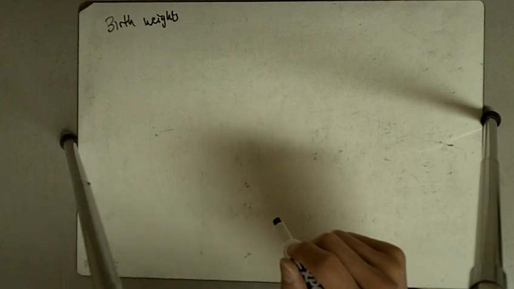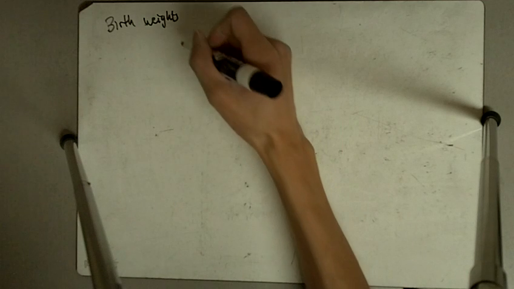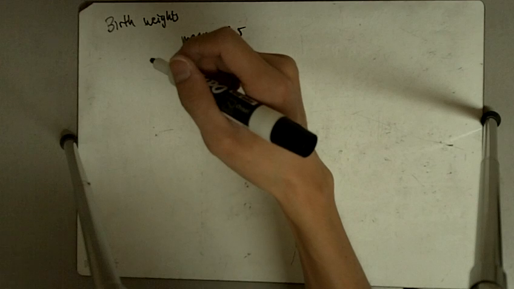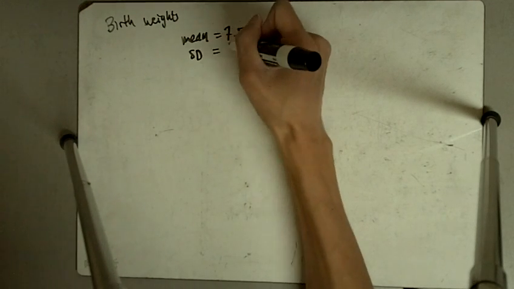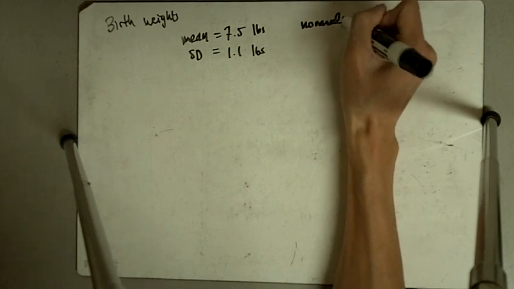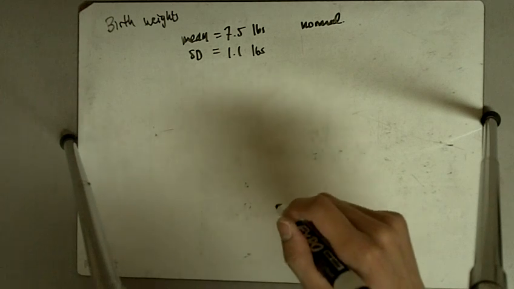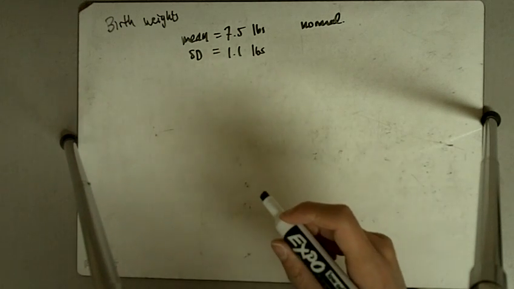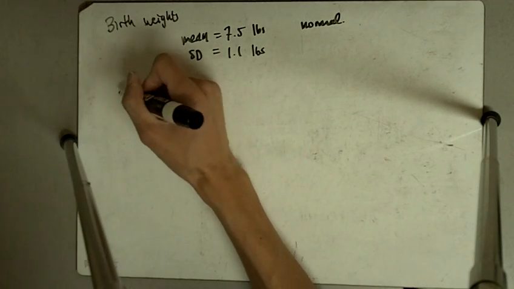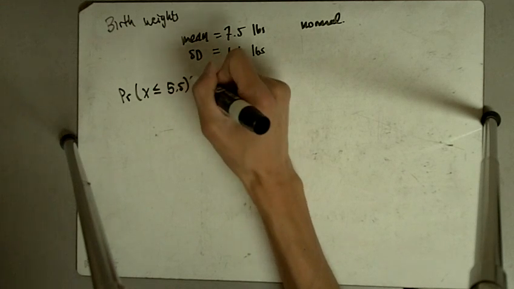Okay, here it says birth weights of full-term babies are approximately normal with a mean of 7.5 pounds and a standard deviation of 1.1 pounds. Okay, normal. And it says some physicians believe that a birth weight of 5.5 pounds or less is dangerous. For a randomly selected full-term baby, what's the probability that the baby's weight is 5.5 pounds or less? So what's the probability that the weight of the baby is less than or equal to 5.5 pounds?